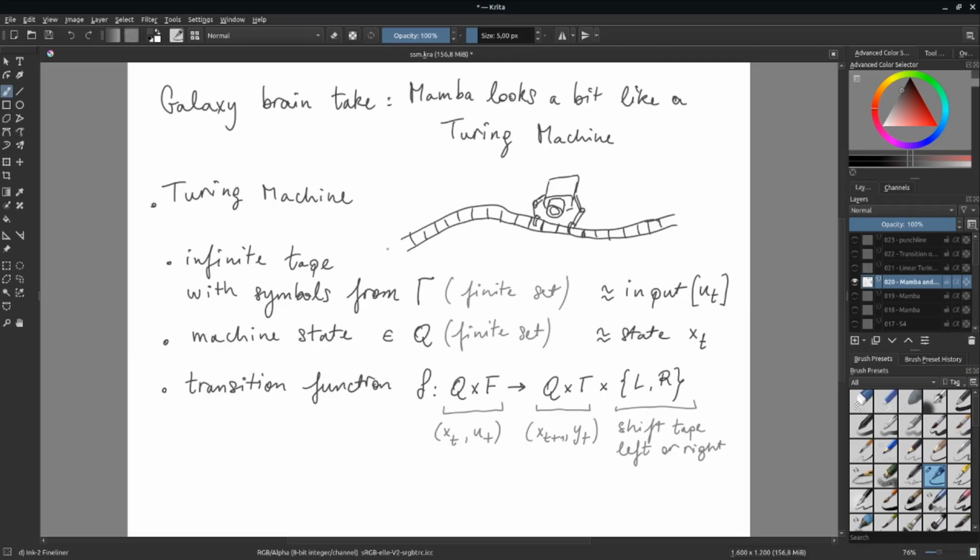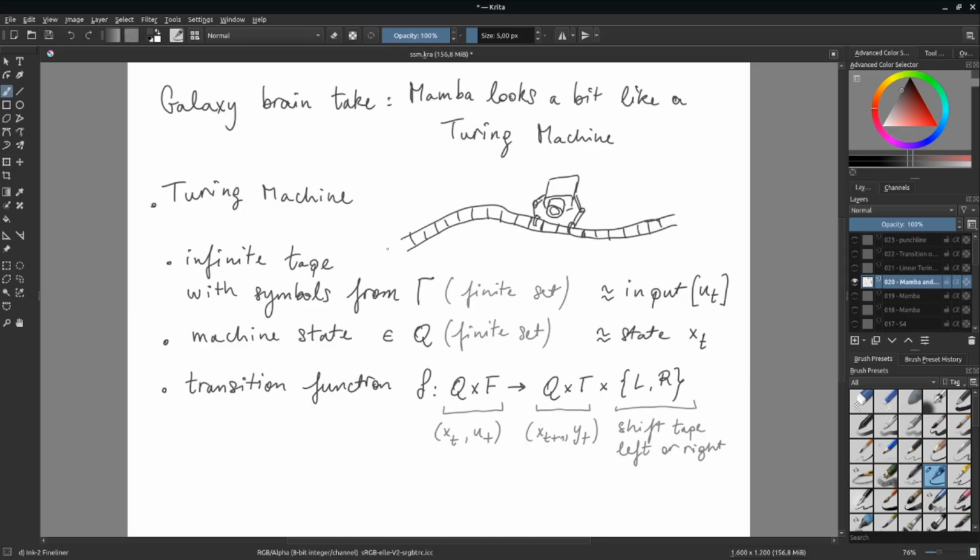And then you have a machine that looks at a single slot on the tape, looks at the symbol, and depending on the interleaved state of the machine, which is also finite, writes a new symbol on the tape, goes to a new state, and then shifts the tape left or right.